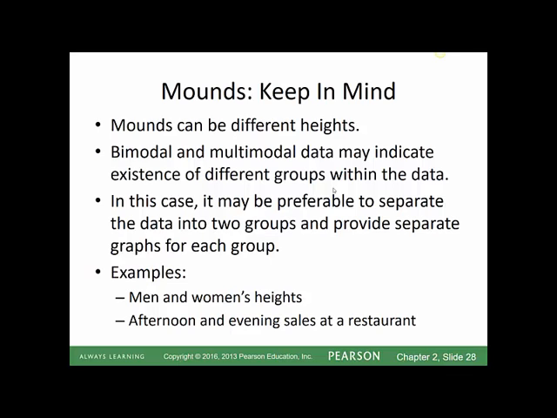So if that's the case, it's more preferable to separate that data into two or more groups. That way we can look at graphs of each group and get a better understanding of what's going on, right? So these are just some examples that might cause more than one mound to happen. Like I mentioned, we could measure men and women's heights all in one group, and we would expect a bimodal distribution. And then we could also look at afternoon and evening sales at a restaurant. That would also probably cause a bimodal distribution.